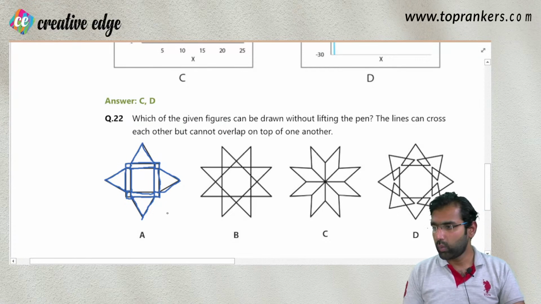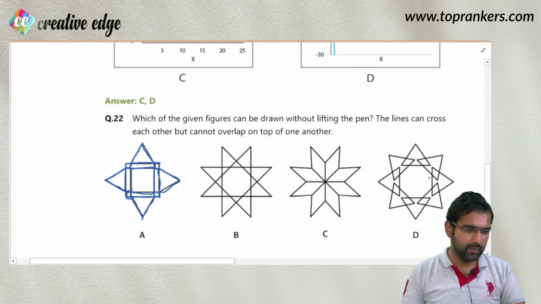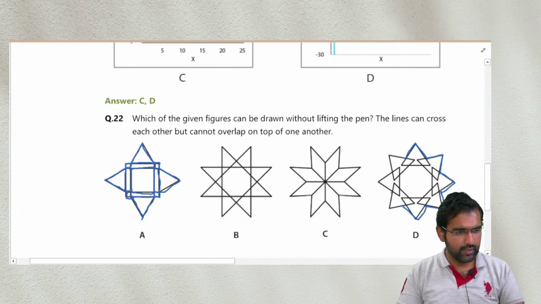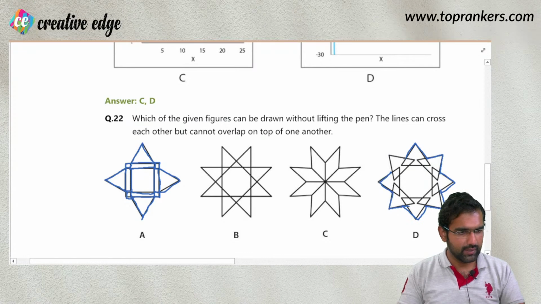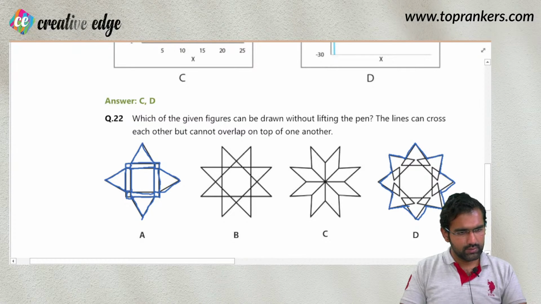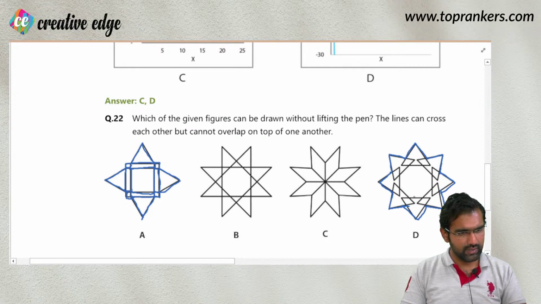I hope I have told why and how option B works. As far as option C is considered, it cannot be done, but let me show you. Option D can also be traced. Again, use the same approach. Try and trace the outer layer first of all. And once you have traced the outer layer, get inside. And inside also there is a very easy way, I would recommend that you start with this, then this, then this, then this, then this. So this is how you could have traced this also.